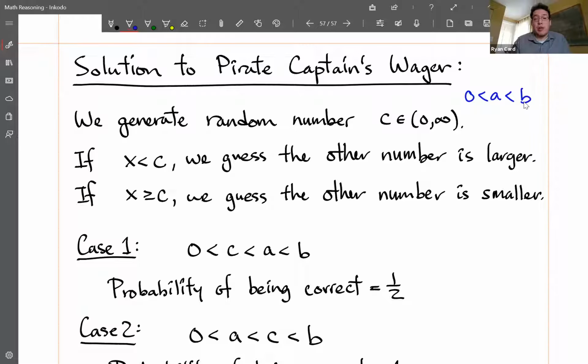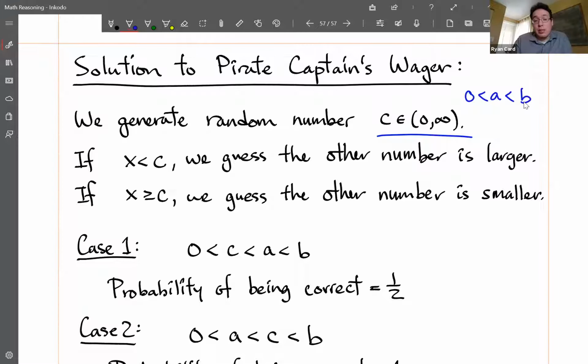So let's talk about that strategy. The way to do it is to generate a third, random number, let's say C. When we look at the number, let's say X, it could be the smaller one, but it could be the larger one. If the number we generated, C, is greater, we'll say the other number is also greater. If the number we generated is less than or equal to the number we see, we guess that the other number is smaller.